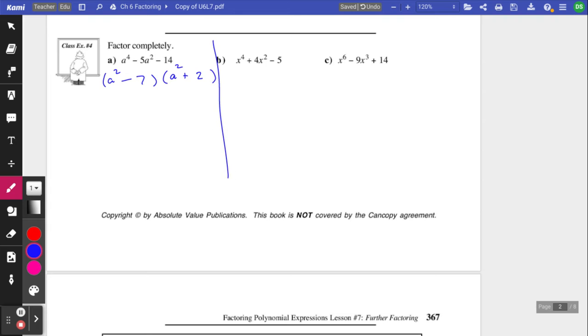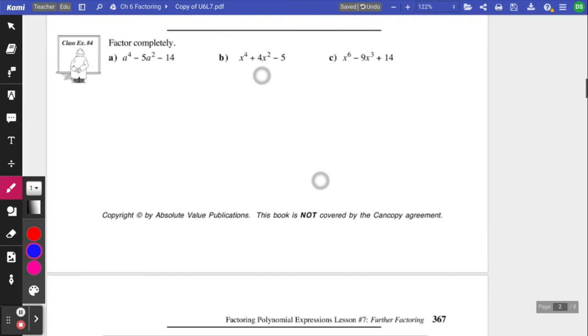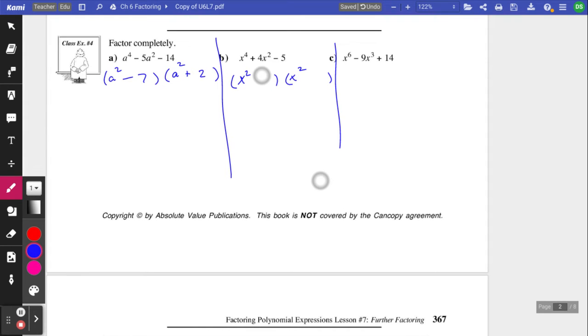Okay, next, B. I think they're in this section because it's the higher power, but no big deal. Okay, how do you want to start? X squared and X squared. How do you want to play the 5? 1 and 5 is only one way. So 1 and 5. You're saying a -1 and a +5. Agreed? Okay, right here.